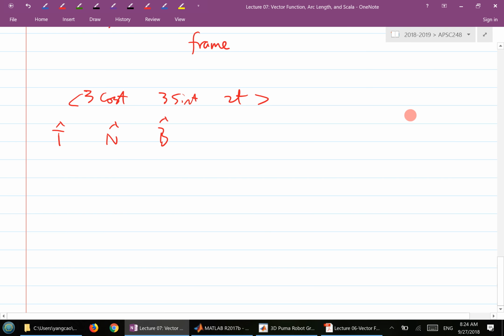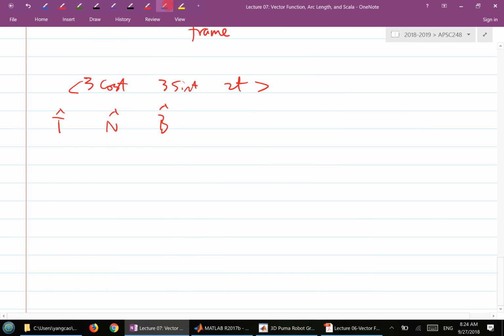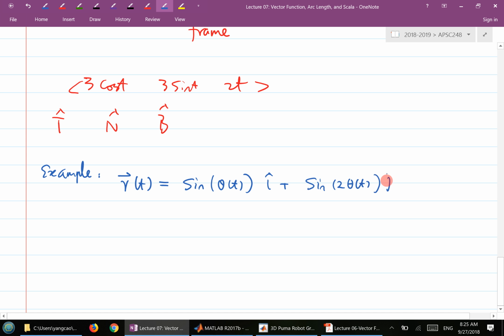Before we end this part of the lecture, there's one more example I wanted to show you, which is also related to one of the assignment questions here. All right, so here is a parametric equation given.